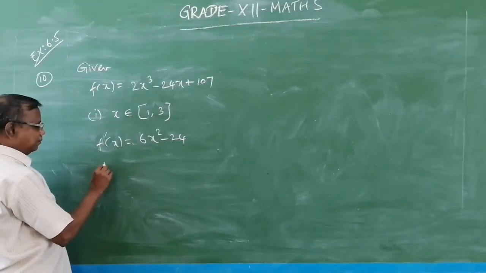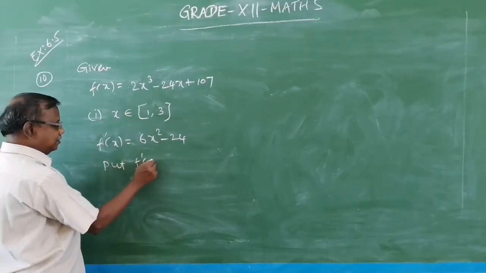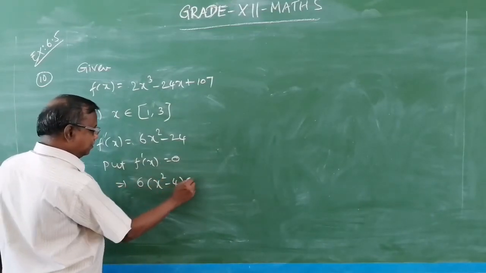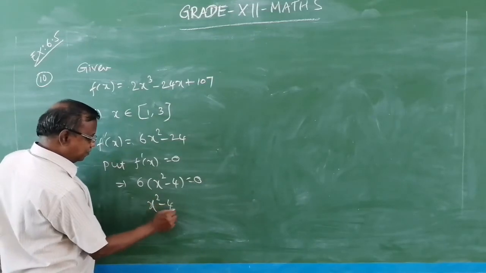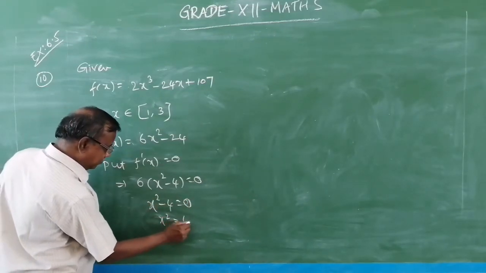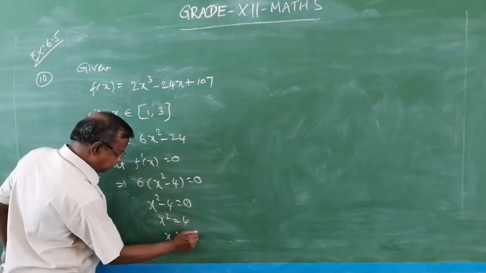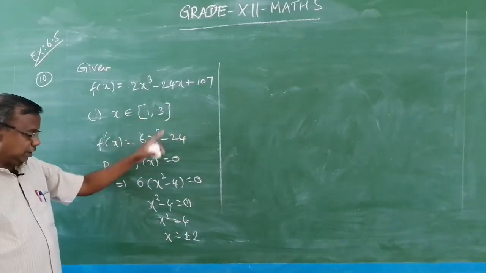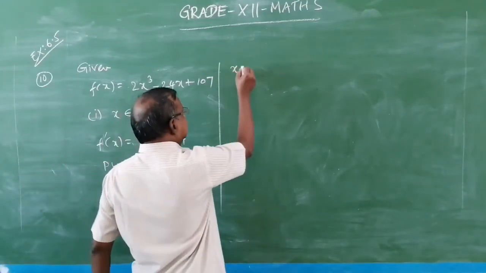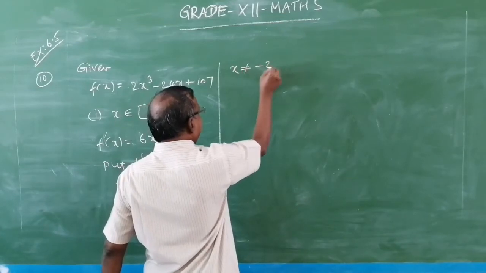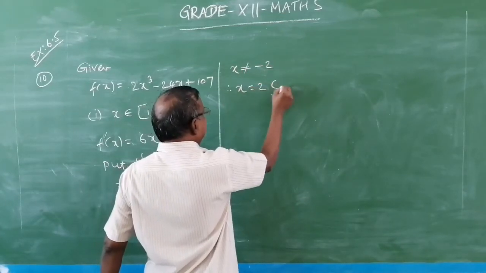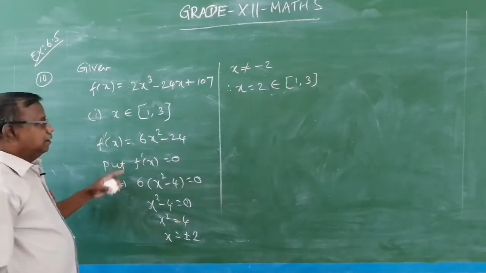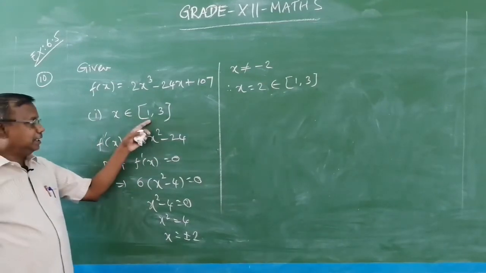For maximum or minimum, put f dash of x equal to 0. So 6 into x square minus 4 equal to 0, or x square minus 4 equal to 0. So x square equal to 4, x equal to plus or minus 2. But we are given the interval 1 comma 3 only. So x is not equal to minus 2, therefore x equal to 2, which belongs to the interval 1 comma 3.